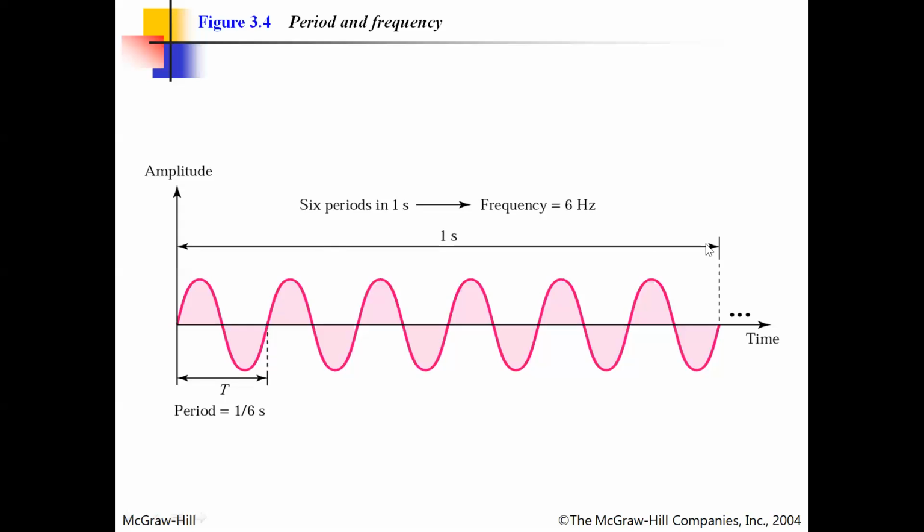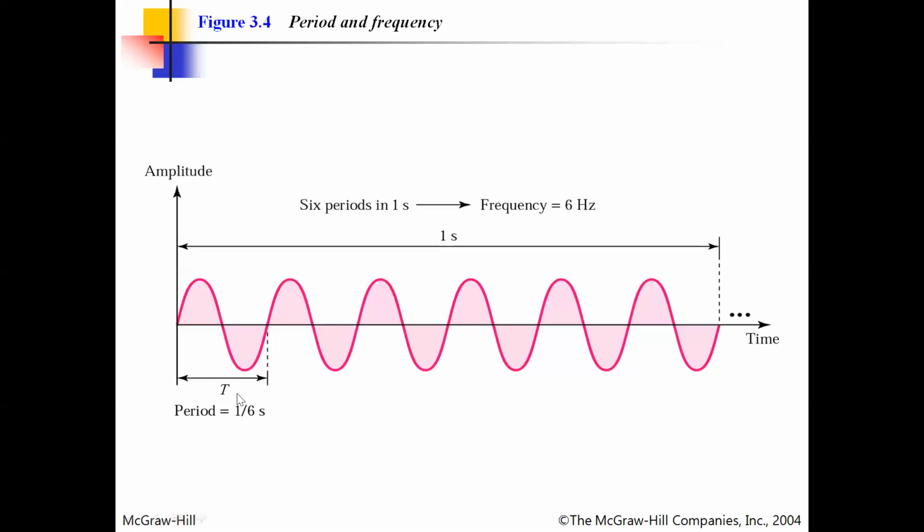Now what is frequency? See, this is 1 second, and in this 1 second how many signals are completed? 1, 2, 3, 4, 5 and 6. Now we can see there are 6 signals in a second. So that is frequency. That means the frequency is 6 hertz, 6 signals per second. That is the frequency.